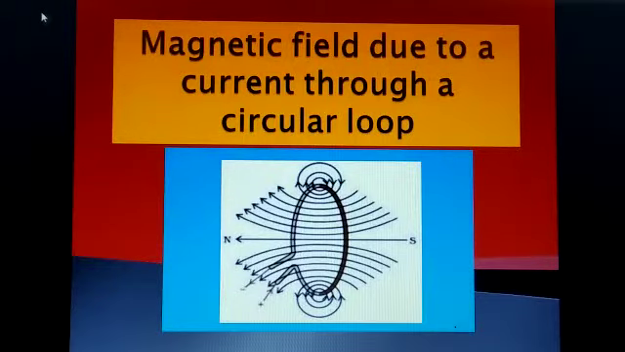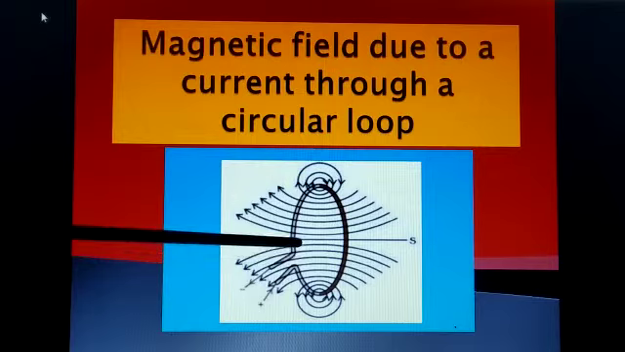Good morning, students. Today we are going to discuss the magnetic field due to a current through a circular loop. Yesterday we observed the pattern of the magnetic field lines produced around a current carrying straight wire. That straight wire we can bend in the form of a circular loop. And after that, what will be the pattern of magnetic field we can see? So that straight wire is bent in the form of a circular loop.